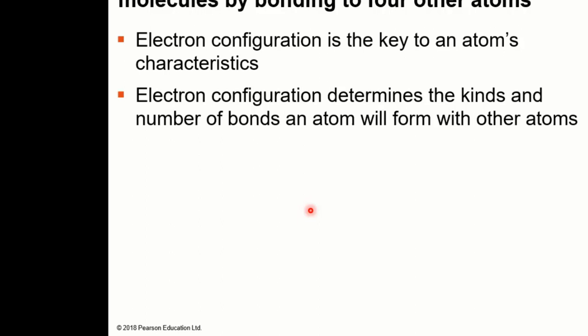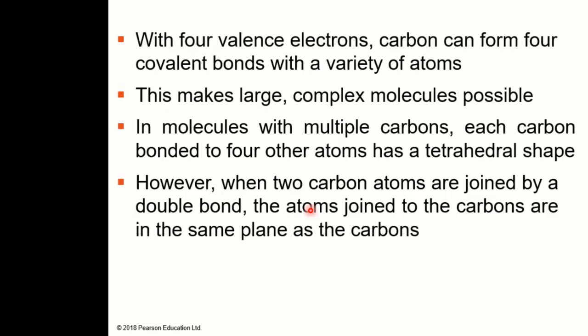We will be talking about the electron configuration, which is the key to an atom's characteristics, and which determines the kinds and the number of bonds this atom will form with other atoms. So the formation of these bonds with carbon is that with four valence electrons.